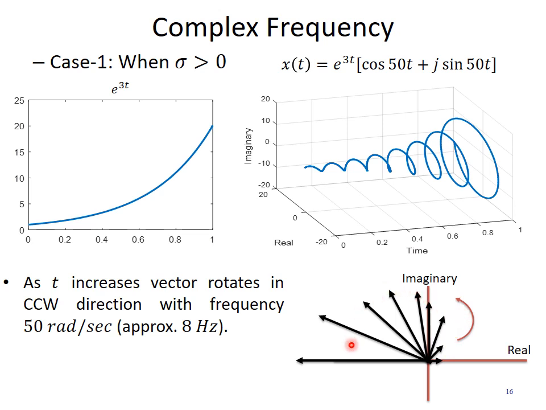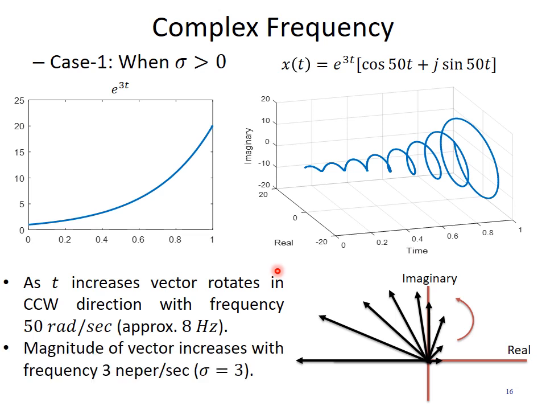It means the vector would rotate 8 times in a second, complete 8 rotations in 1 second, right? It would start at t equal to 0, and in 1 second it would complete 8 rotations, and in each rotation the magnitude of the vector would keep increasing. So the direction of rotation is counterclockwise. We can see that the magnitude of the vector increases at a frequency of 3 nepers per second, and the rotation of the vector is at a rate of 50 radian per second, or 8 hertz, 8 rotations per second.